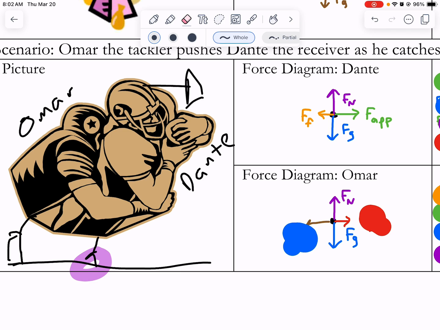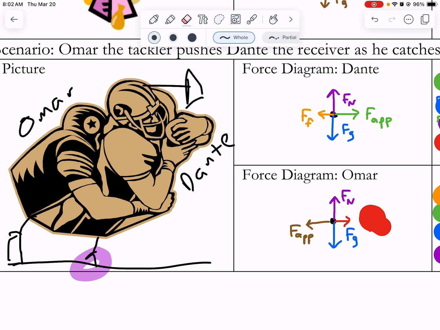Now, Omar, I don't know if you've ever tackled anybody or if you've run into somebody, but you usually feel it, right? If you run into a wall, there's a splat on your face, a push on your face, and that goes back on you. So if Omar is going to the right with Dante, Omar is being pushed backwards. So there's that push back because he ran into Dante, okay?